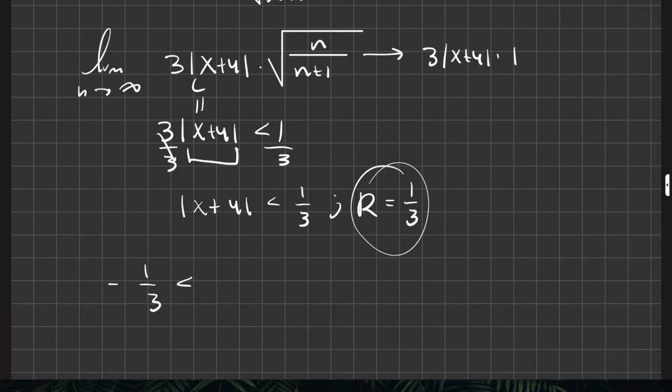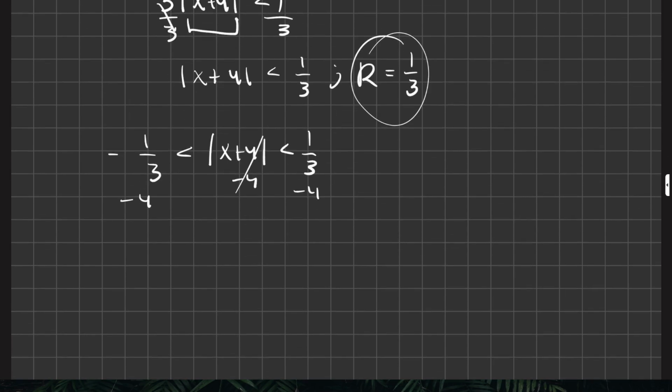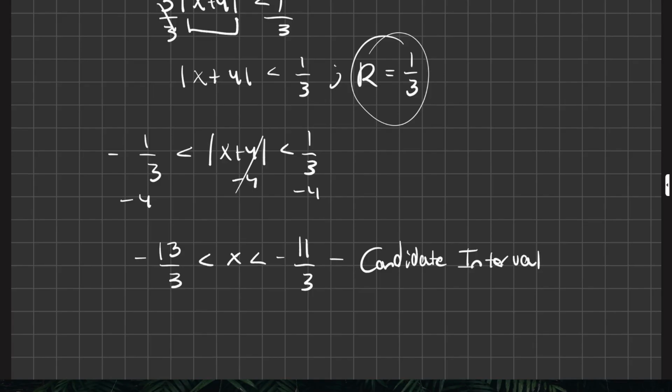So now we can set up the candidate interval. This would be negative 1/3 less than x plus 4 less than 1/3. I want to subtract 4 on both sides. So we're left with negative 13 over 3 less than x less than negative 11 over 3. And so this is what we can call our candidate interval. Our interval of convergence is definitely going to be this, but we don't know if it converges or diverges at these endpoints. So we'll check them.